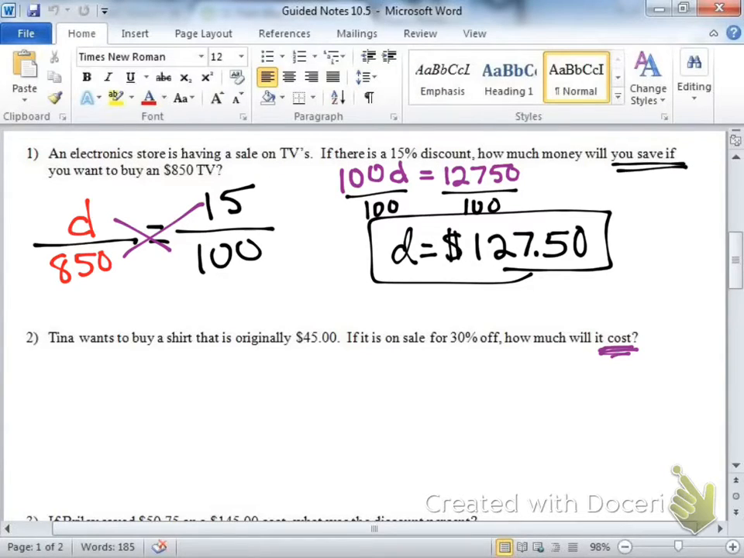All right, let's see if we can do the same thing on number 2. Tina wants to buy a shirt that is originally $45. If it's on sale for 30% off, how much will it cost? Okay. So what should I do to start this one? Put the 30 on top of the 100. Good. 45 on the bottom. Good. And I'm going to use a D because this will give me the discount amount.